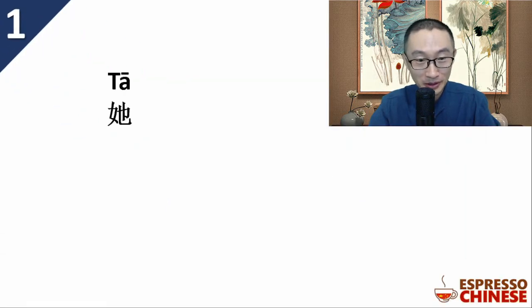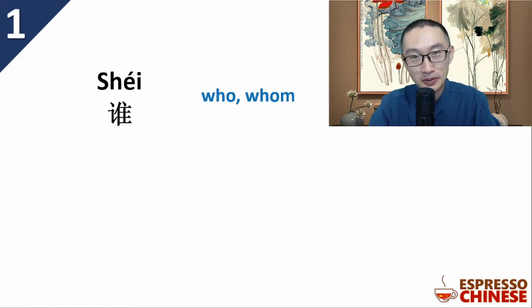The first word, 她, means she, her. 谁 means who or whom. So you learn that she, her, 她. Actually, 她 also could be he, him, right? But it's a different character. When you write it down, they're different. But when you say it, they are the same.